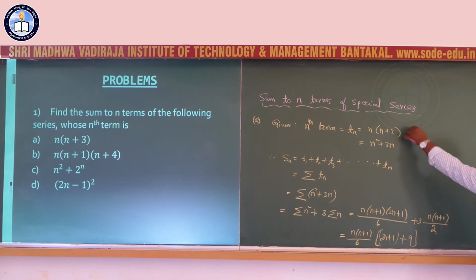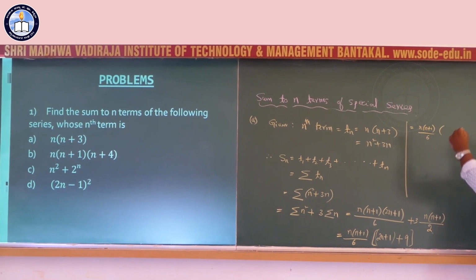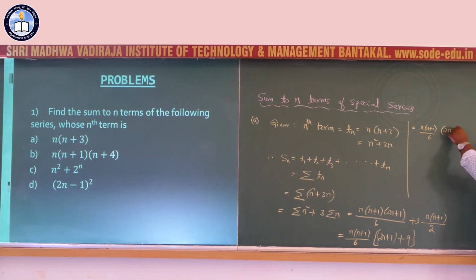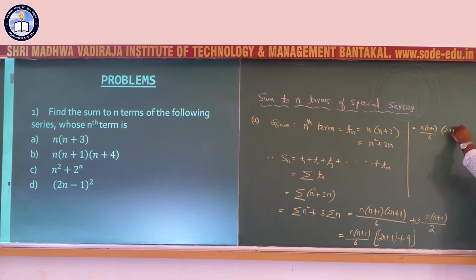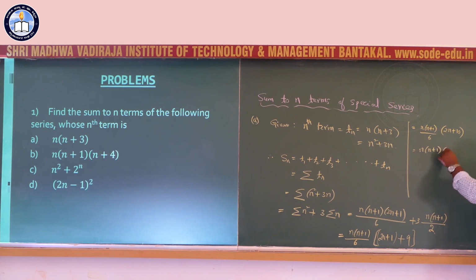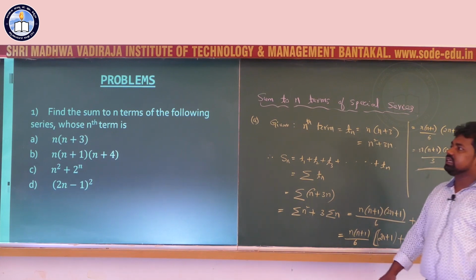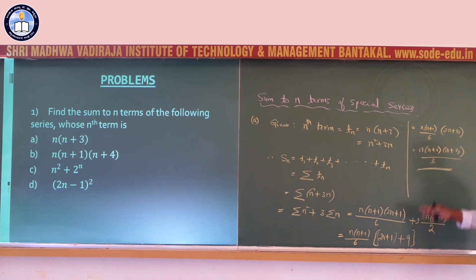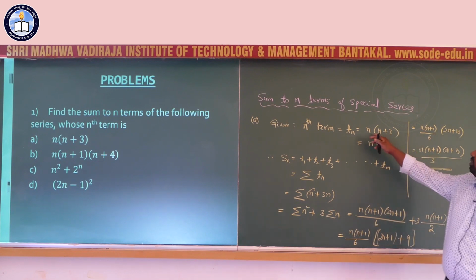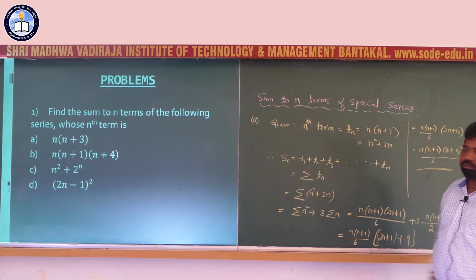That is equal to n into n plus 1 by 6 into 2n plus 10. Here 2 is common, n into n plus 1 into n plus 5, 2 ones are 2, 2 threes are 6, by 3. That is the sum of first n terms of the series whose nth term is n into n plus 3.